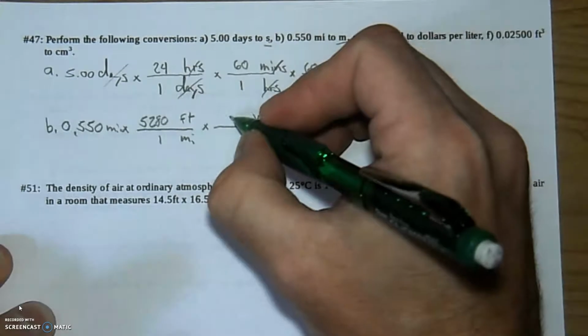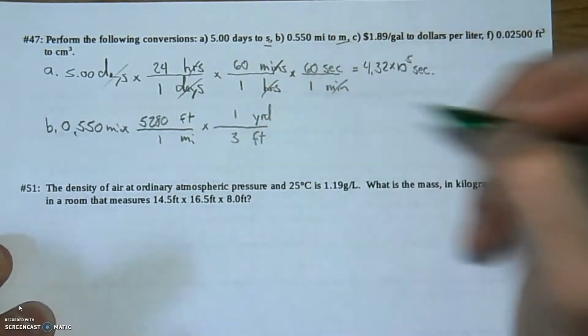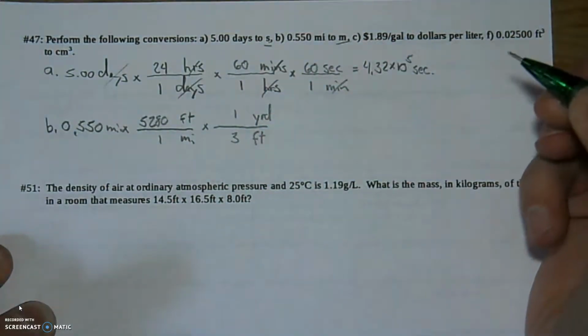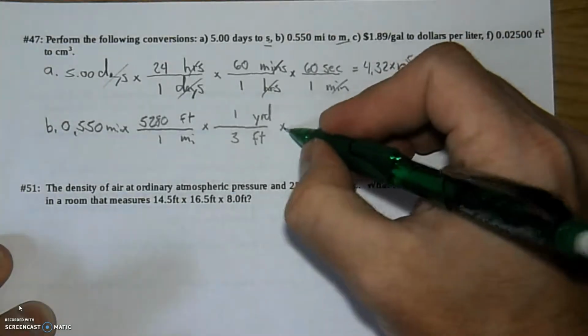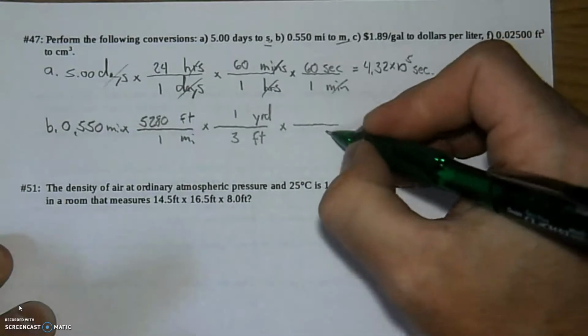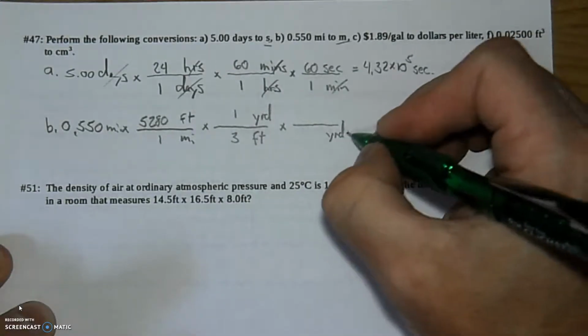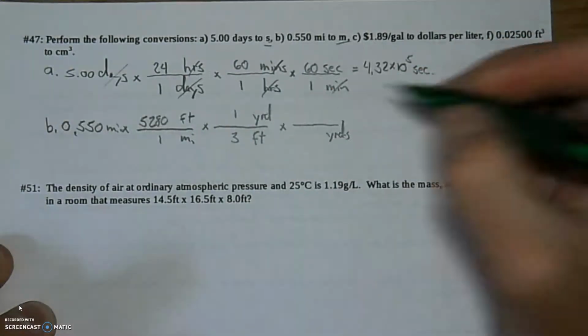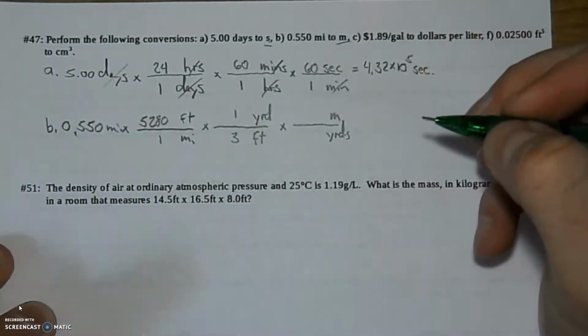I know that there is 1 yard and there's 3 feet in that yard. Okay, this part I'm all good with. This last step is the one I really don't know, and I'd have to look it up. I know it's going to be yards on the bottom because yards is on the top up here. And I'm going to go to meters. That's really where I want to get.